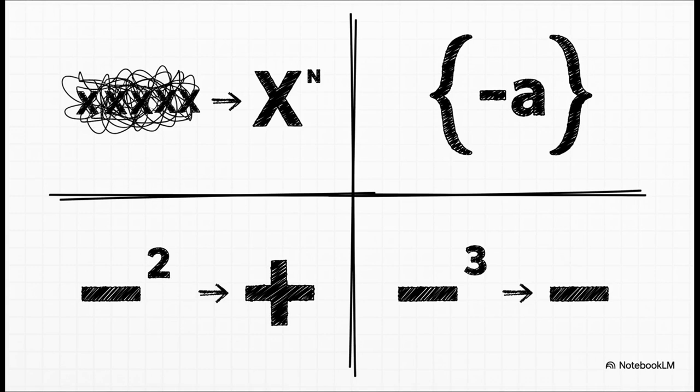So let's lock in the big ideas. Number 1, exponents are just a shortcut for multiplying something over and over. 2, parentheses are absolutely crucial. They tell you exactly what the base is. 3, a negative base with an even exponent turns positive. And 4, a negative base with an odd exponent stays negative. That's the whole playbook right there.